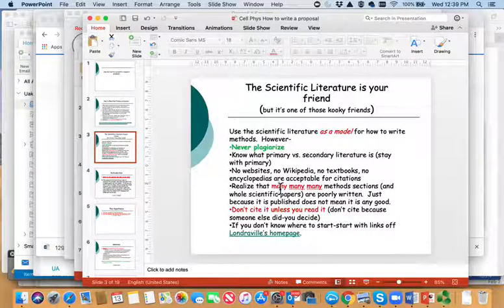When you get to the methods, that'll be on the next podcast, you're going to see that a lot of methods sections are really badly written. And when you are trying to figure out exactly what they did, that's when you find out all the stuff that they left out. Okay? And you'll also find out when you read a lot of this literature that because it's published doesn't mean it's any good. Sometimes there's wild mistakes and just poorly written stuff that is published. Again, because it's published doesn't mean it's good.